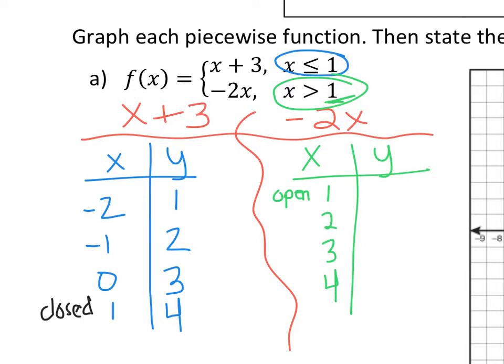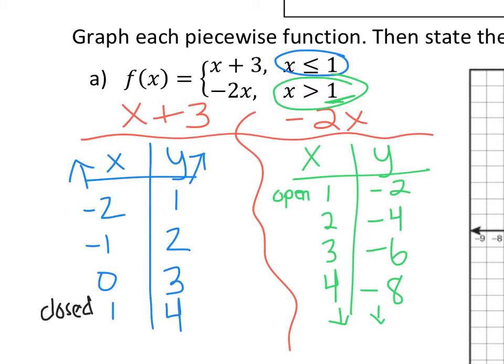So negative 2 times 1 is negative 2. Negative 2 times 2 is negative 4. Negative 2 times 3 is negative 6. And negative 2 times 4 is negative 8. Now these x values and y values continue on. I'm only going to write a few so I can graph them. And similarly here, they're continuing on in the negative direction as well.